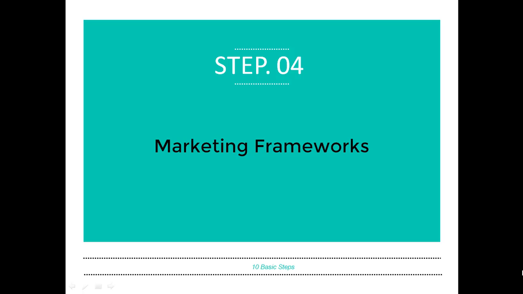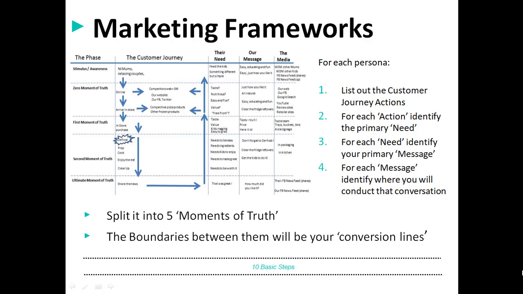Step 4. Now we're getting into the meat of this by doing the marketing frameworks. Okay, again, a really big and deep subject, but in short, what you need to do is take each persona and then list out the customer journey actions, and then for each action, identify the customer's primary need that they require whilst they are carrying out that action. Therefore, for each need, identify your primary message, and that message is made up of your value proposition and their need.